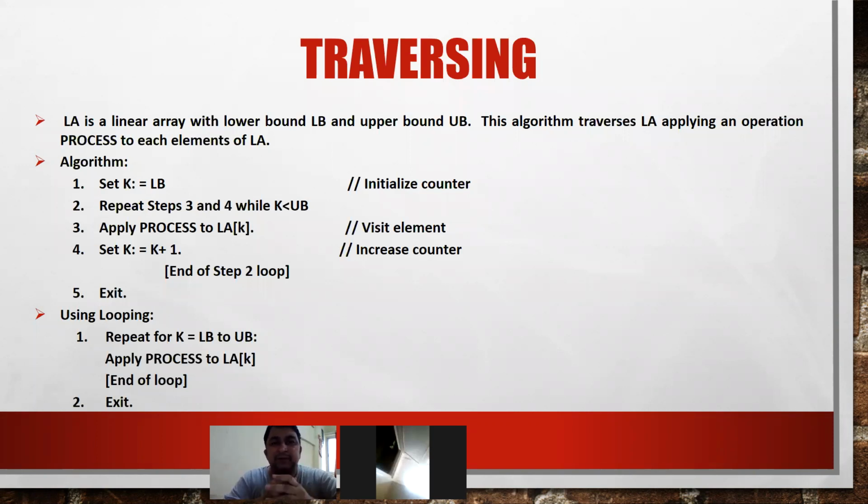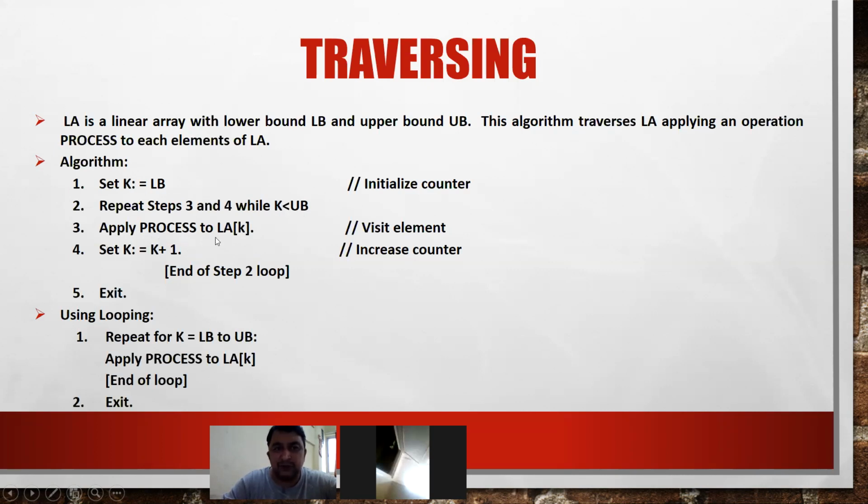That means an element is available. Always please understand this one: LB is less than UB. Most of the students make a mistake over here. Instead of K, they will write some other variable, or they will change this less than symbol to greater than, right? So K is less than UB. If this condition is true, then continue with this process.